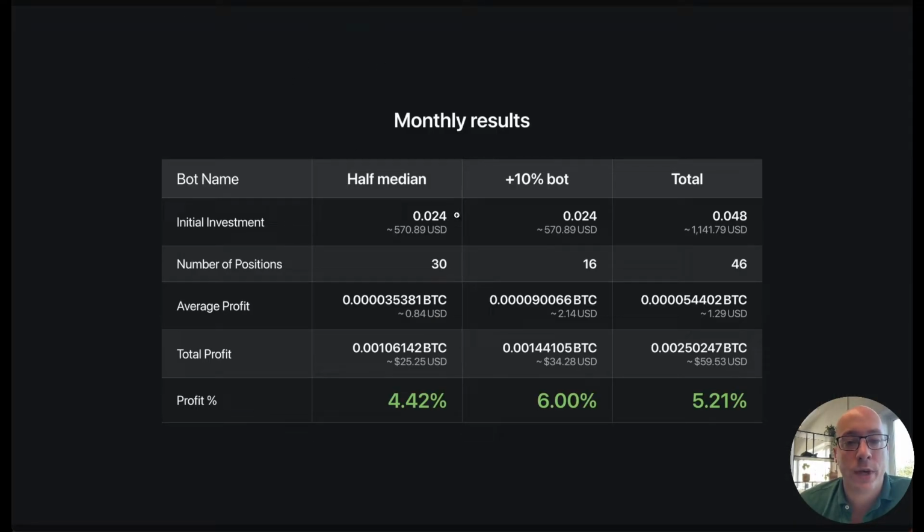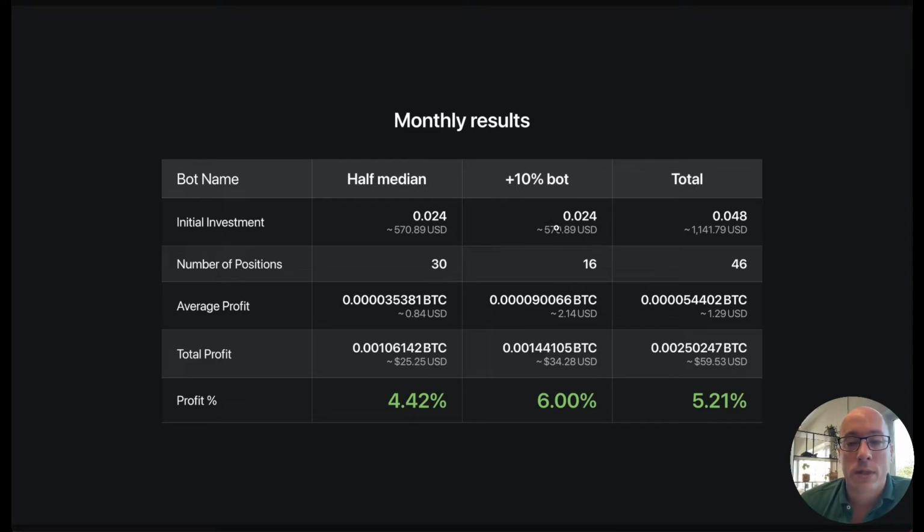So as you can see, we have the two bots here and then the total. We had the initial investment of 0.24, which is currently worth about $570. We started with $1,000 per bot, but as the Bitcoin value dropped against the dollar, we've lost dollar value, but we haven't lost Bitcoin value. And the average profit was 84 cents and a total profit of $25, which resulted in 4.4%.